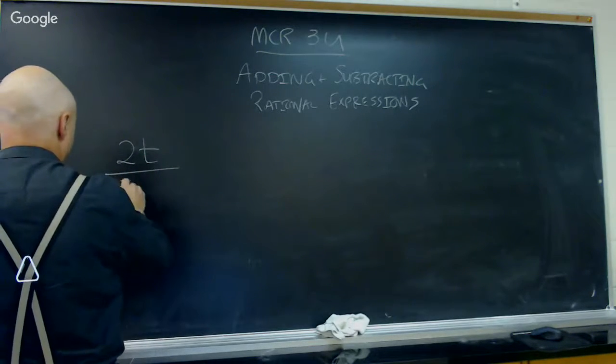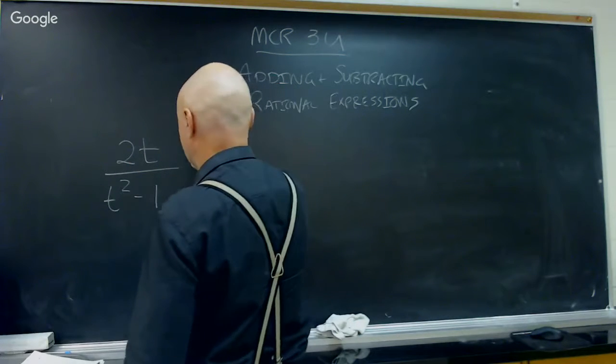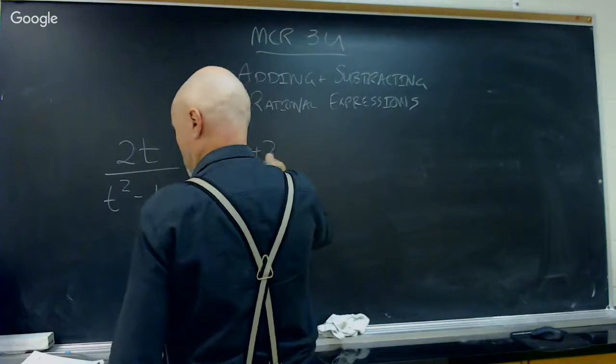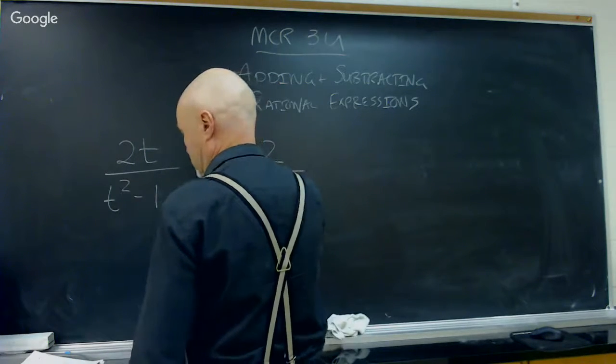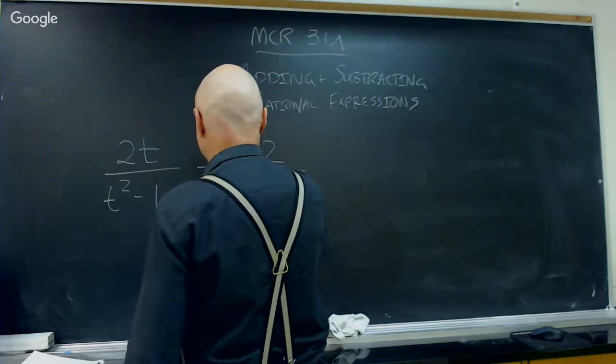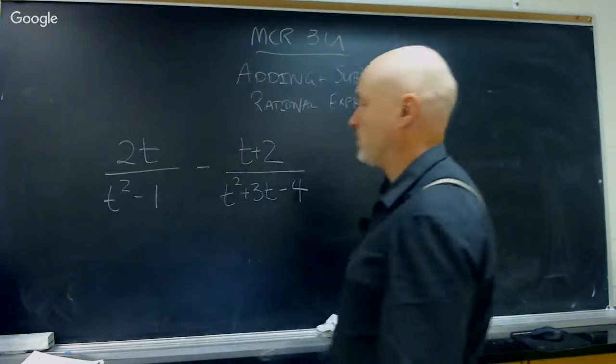Okay, 2t over t squared minus 1, plus t plus 2 over t squared plus 3t minus 4.